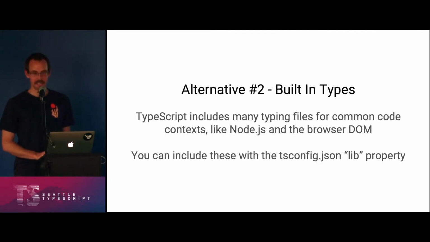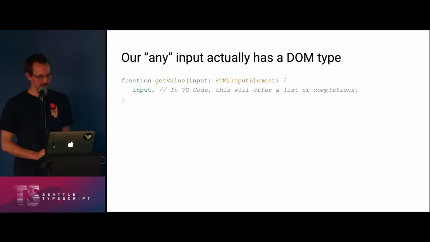A second alternative to any is the built-in types. TypeScript, through the tsconfig lib property, you can load in all sorts of fun built-in types, like for Node.js and the browser DOM. Like our input that we were using before actually has a built-in type from the DOM library for HTML input element. And then once we use that, if we're using VS Code, we can use input dot, and it will autocomplete all of the different properties for the HTML input element. And it makes developing way more fun. It's great.